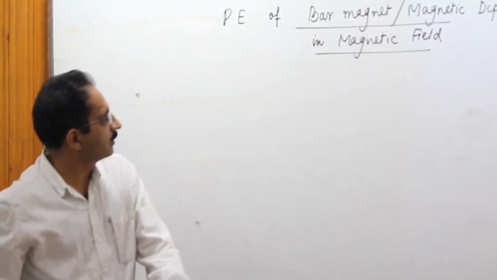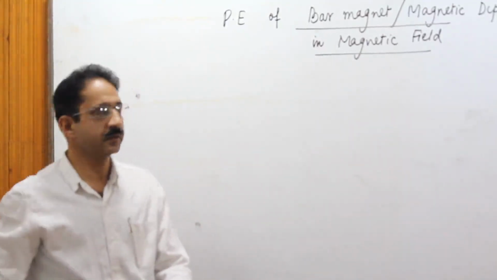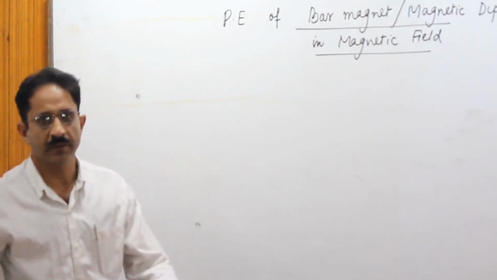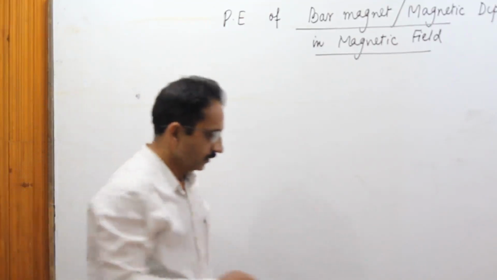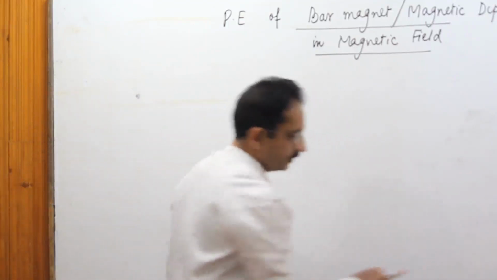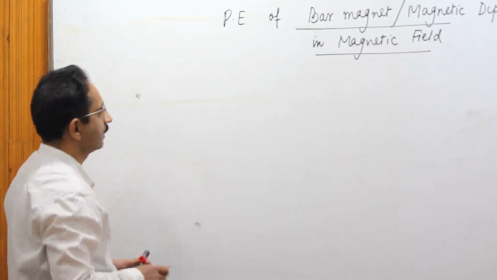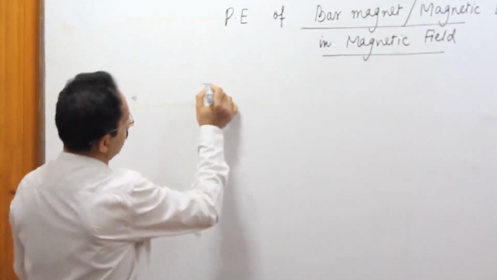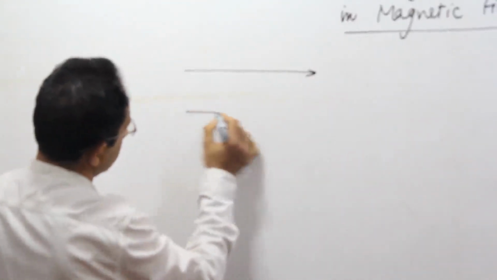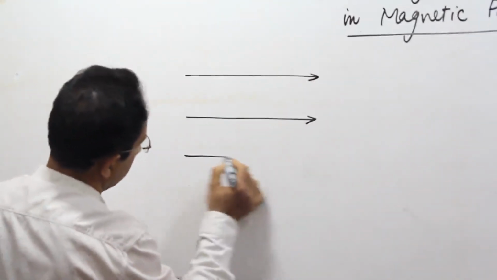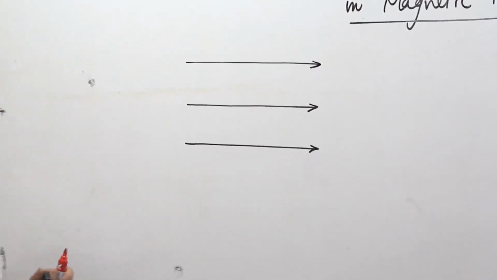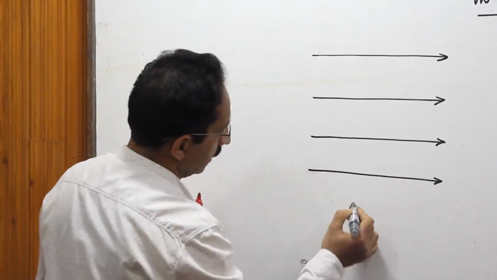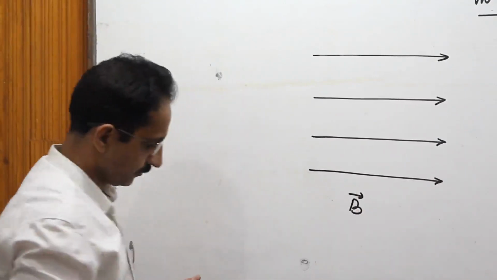Welcome to this lecture. Our today's topic is potential energy of a magnetic dipole or a bar magnet in magnetic field. The magnetic field which we assume here is a uniform magnetic field which comprises of magnetic lines that are straight, parallel and equidistant. So these magnetic lines represent a uniform magnetic field.